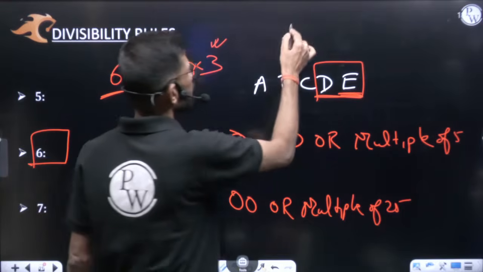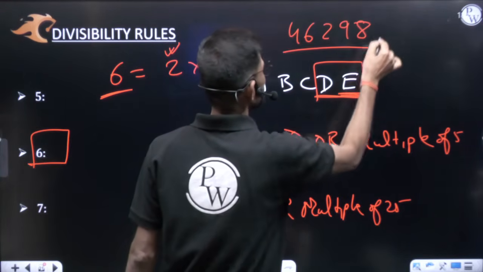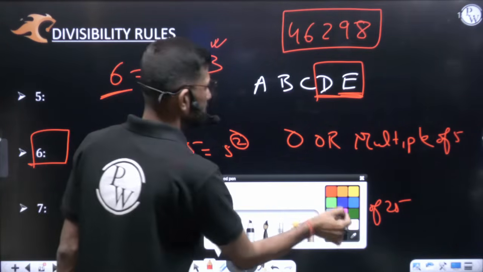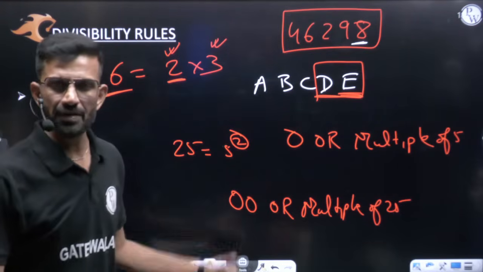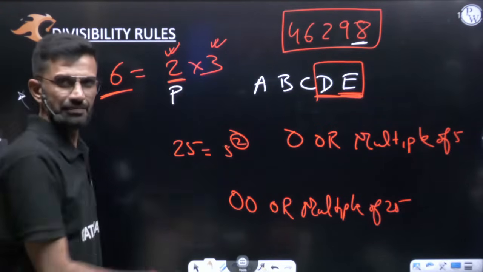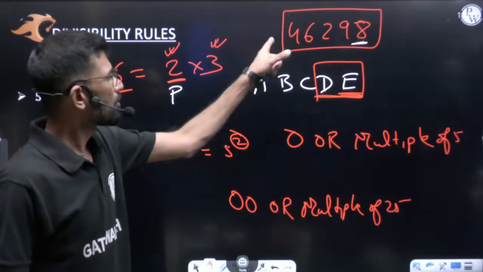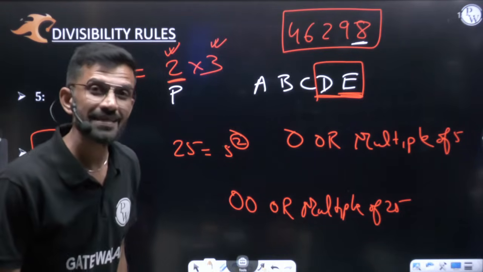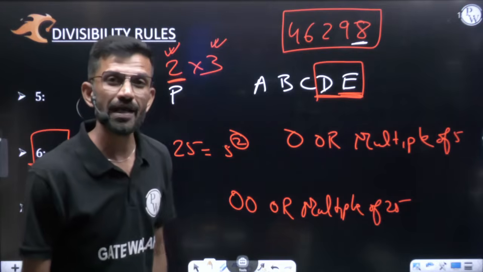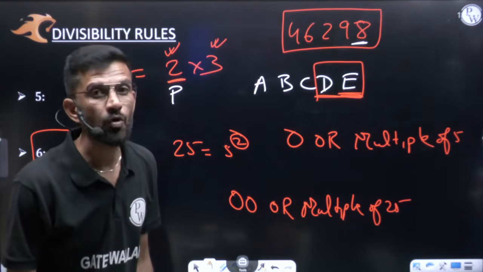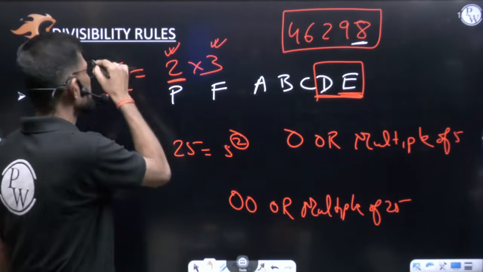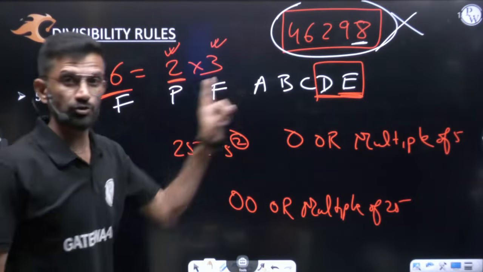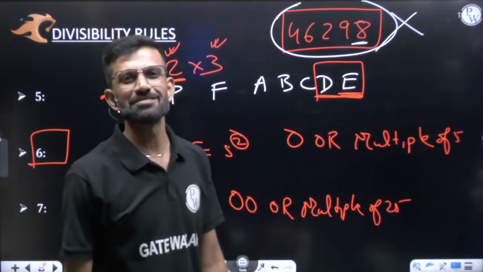For example, 46298. Is this number divisible by 6? First we check the divisibility rule of 2. The last digit says it is divisible by 2. Okay, it is passing. Now the divisibility rule of 3: addition of the digits. 4 plus 6 is 10. 10 plus 2 is 12. 12 plus 9 is 21. And 21 plus 8 is 29. Is 29 divisible by 3? No. It means it has failed the divisibility rule of 3. So this number fails the divisibility rule of 6. This number is not divisible by 6. Both should pass, then it will pass the divisibility rule of 6.